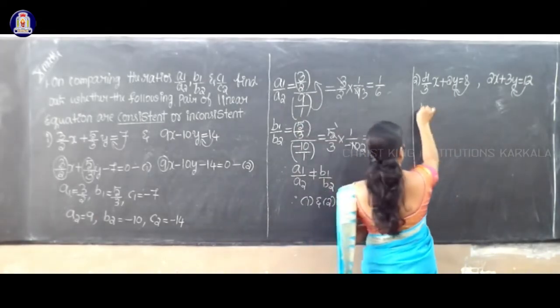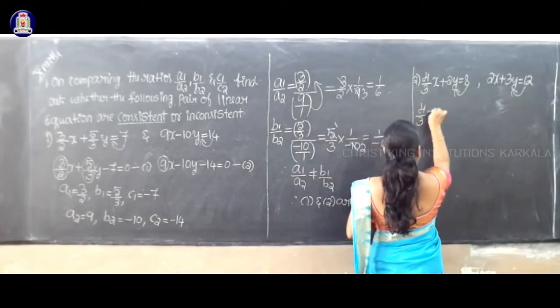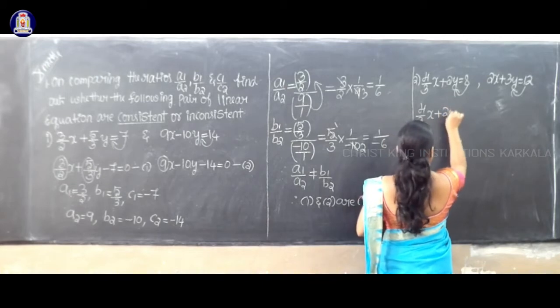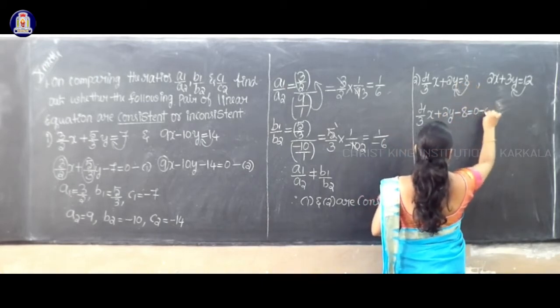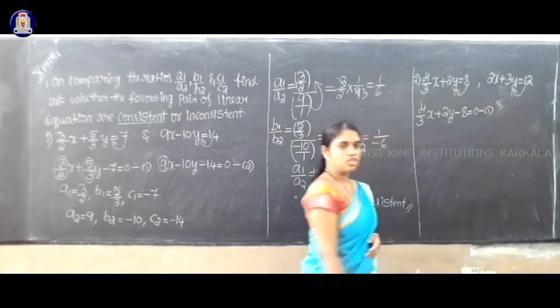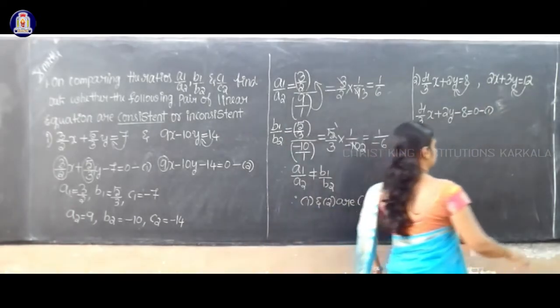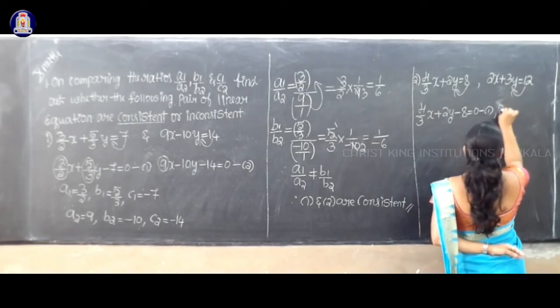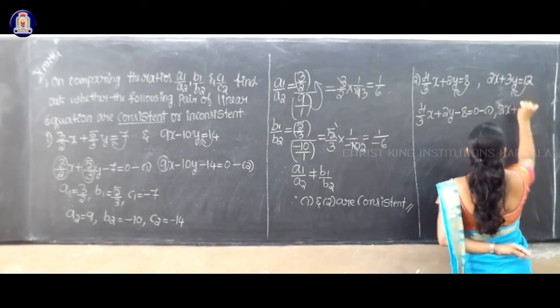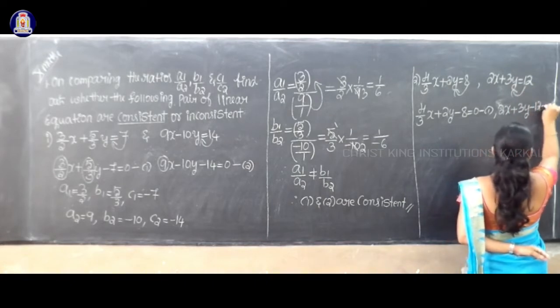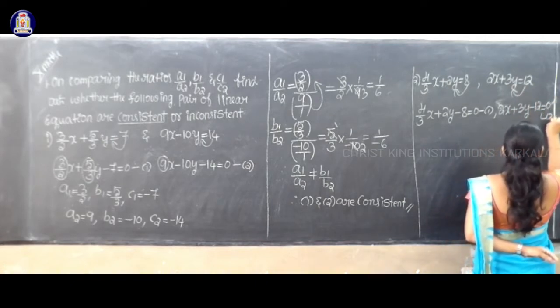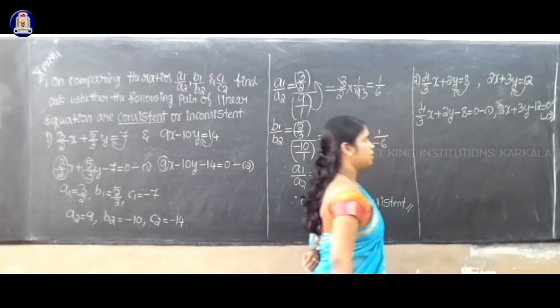So 4 by 3 into x plus 2y. While this 8 comes to the left hand side, it will become minus 8. Consider it as equation number 1. Next, again 2x plus, write this 3y as it is. While this 12 comes to the left hand side, it will become minus 12. So consider it as equation number 2.